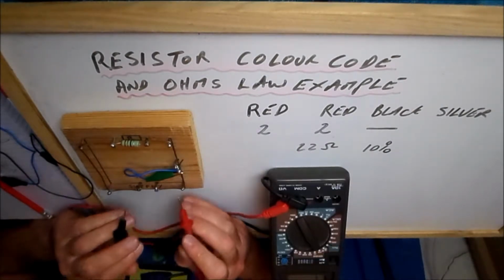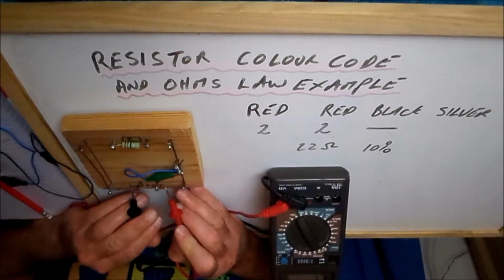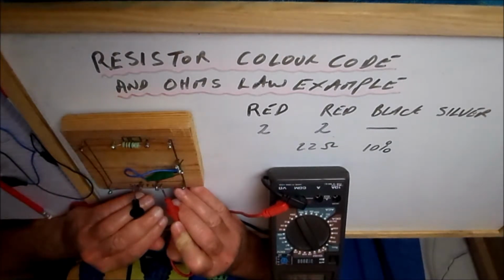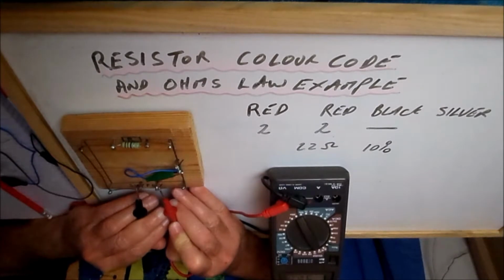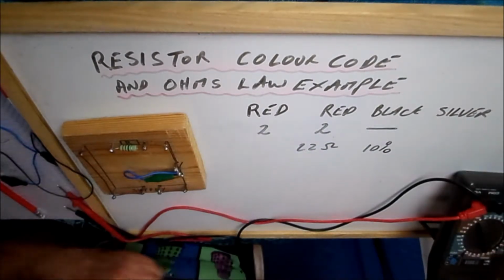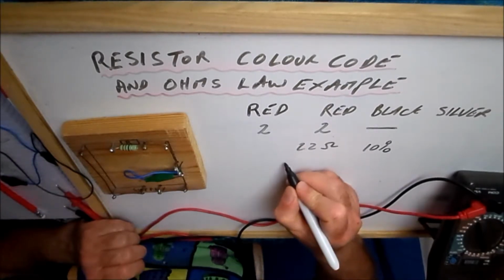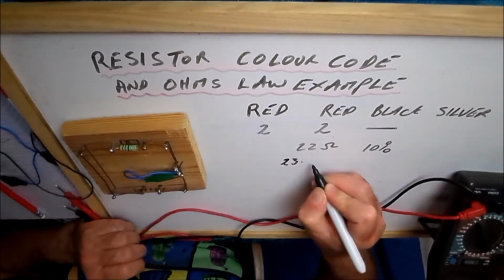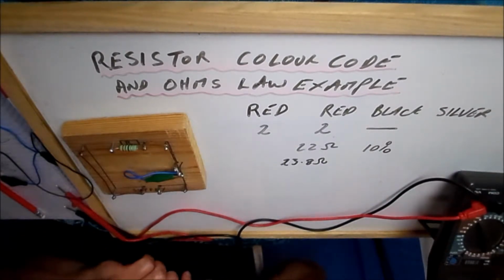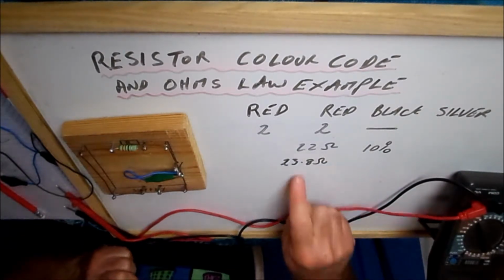So if we look at the value of this resistor, I'm going to give the wires a little scratch just to make sure there's no oxide on there. And we can see we got about 23.8 there. So we make a note of that. So we measured 23.8 ohms.